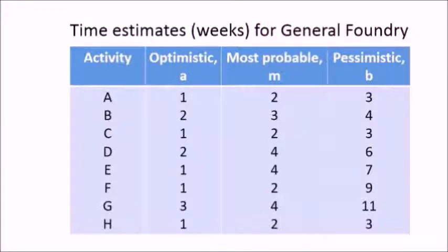In this table, we see that for activity A, the optimistic time is 1 week, the most probable time is 2 weeks, and the pessimistic time is 3 weeks. For activity B, the optimistic time is 2 weeks, the most probable time is 3 weeks, and the pessimistic time is 4 weeks, and so on.